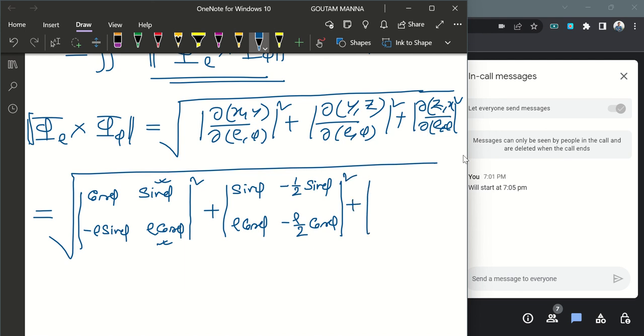And now the first term will be del z del rho, that is minus half sin phi. The second term is del x del rho, that is cos phi. Now here we have del z del phi, which is minus rho by 2 cos phi, and the fourth is del x del phi, so we have minus rho sin phi, sorry, this is del x del phi square.